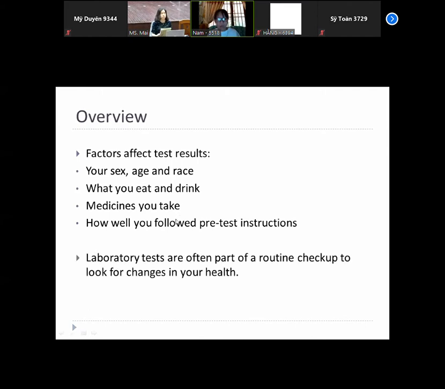Your doctor may compare your results to results from a previous test, and laboratory tests are often part of a routine checkup to look for changes in your health. They also help the doctor to diagnose medical conditions, plan or evaluate treatments, and monitor disease.